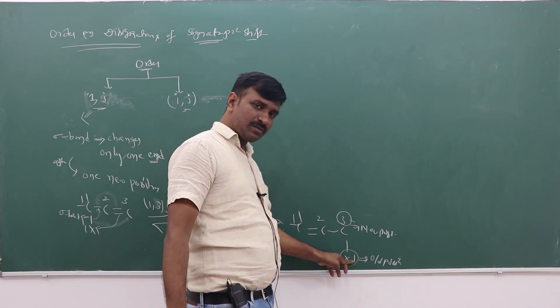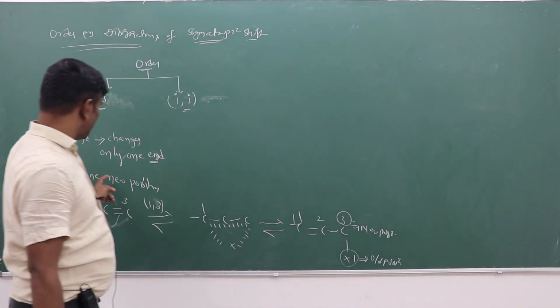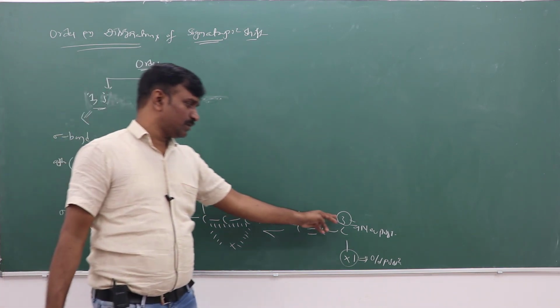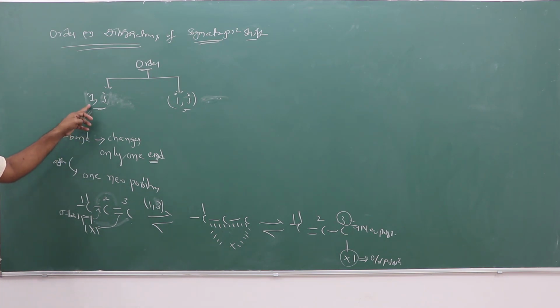So here, the sigma bond changes only at one end. So this position does not change, it is 1. This is the new position. One end, that means only one is the new position. One side is the new position. That shift is the 1, 3 shift. Here it is a 1, j shift, 1 comma j shift. J is 3 here.